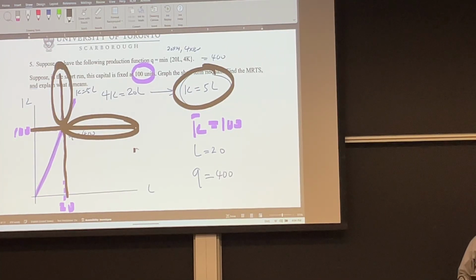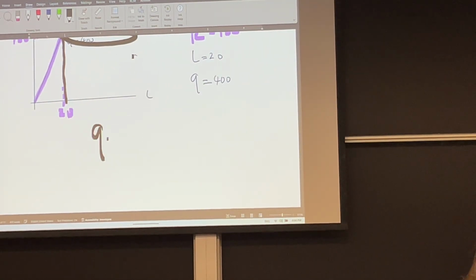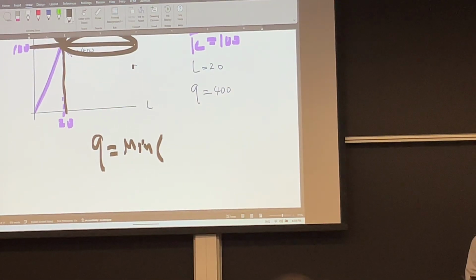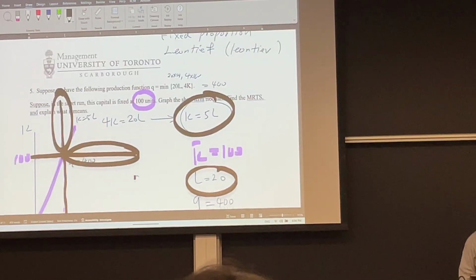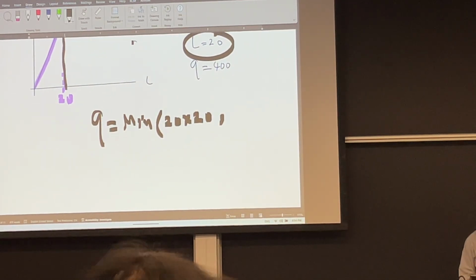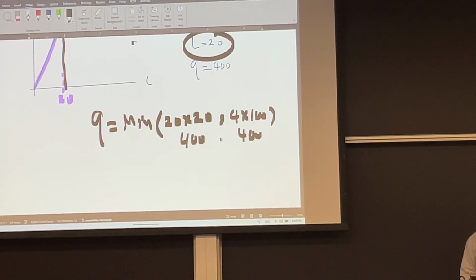I have a question. I didn't understand how you got Q. You mean 400? Okay. Q is the minimum of 20 multiplied by 20. That's one part. And what's the other one? 4 multiplied by 100. That's 400. What's the minimum? That's how much you produce.